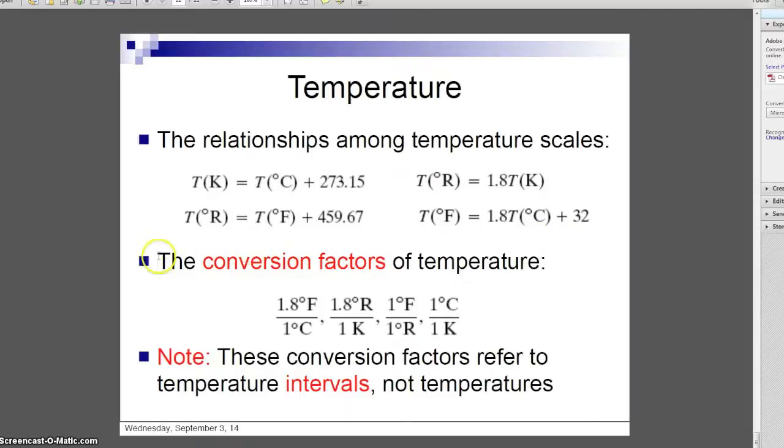So here is the conversion factor of this temperature. Fahrenheit to Celsius is 1.8, Rankine to Kelvin is 1.8, Fahrenheit to Rankine is 1 to 1, and Celsius to Kelvin is 1 to 1. So you just need to remember 1.8 to 1 for Fahrenheit to Celsius and Rankine to Kelvin.